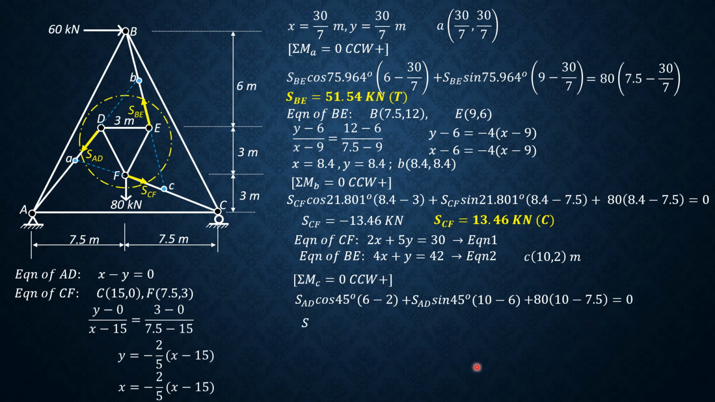So solving for SAD, SAD is negative 35.36, which is the same answer in the preceding slides. So SAD is 35.36 kilonewtons compression. So as I said, for the rest of the members, once these three are known, then you can apply method of joints at each joint. You can solve for the rest of the members. So that's it for this problem.